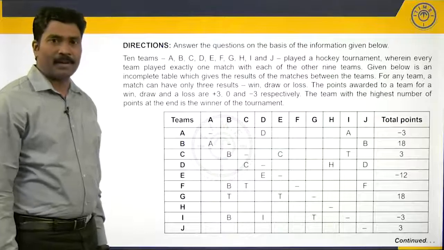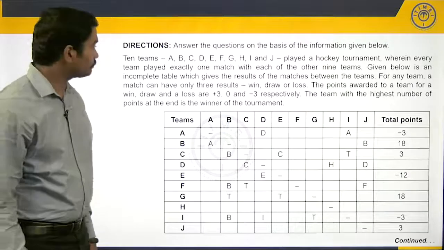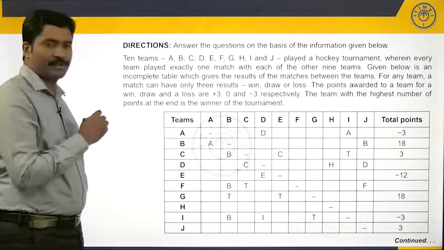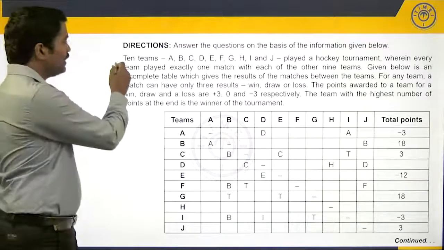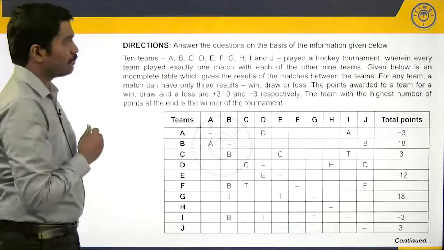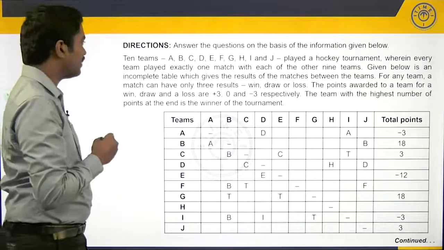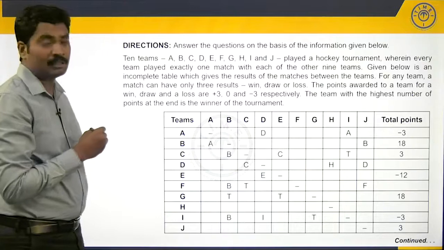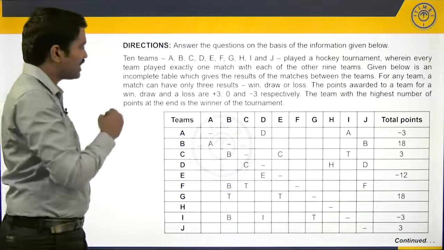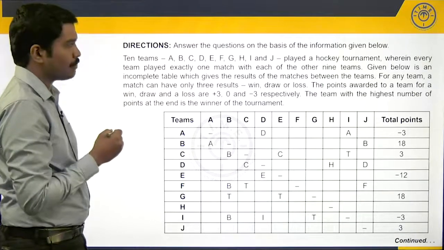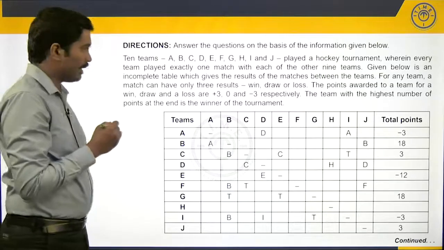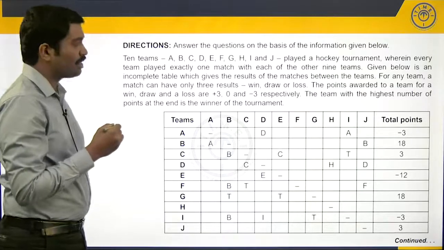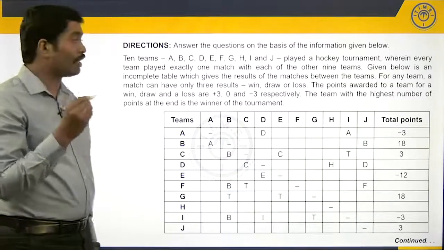Set 3, questions 9 to 12. Answer the questions on the basis of the information given below. 10 teams, A to J, played a hockey tournament wherein every team played exactly one match with each of the other 9 teams. Given below is an incomplete table which gives the results of the matches between the teams. For any team, a match can have only 3 results, either a win or a draw or a loss.